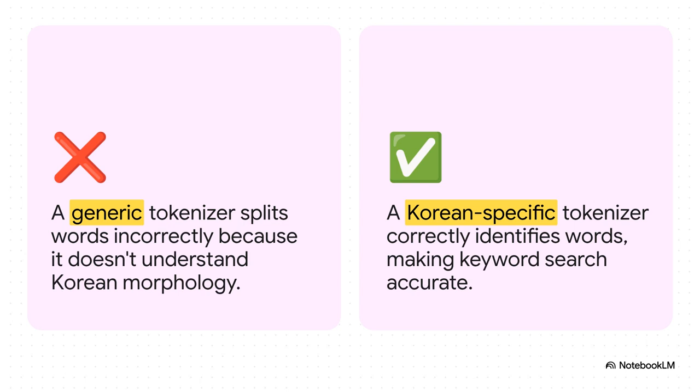And then you hit the next hurdle. Tokenization. This is just how the AI breaks sentences down into words. A generic tool has no clue about Korean grammar, so it splits words all wrong. And that means even a simple keyword search is going to fail, because the system can't even identify the words it's supposed to be looking for. You absolutely need a language-specific tool to get it right.